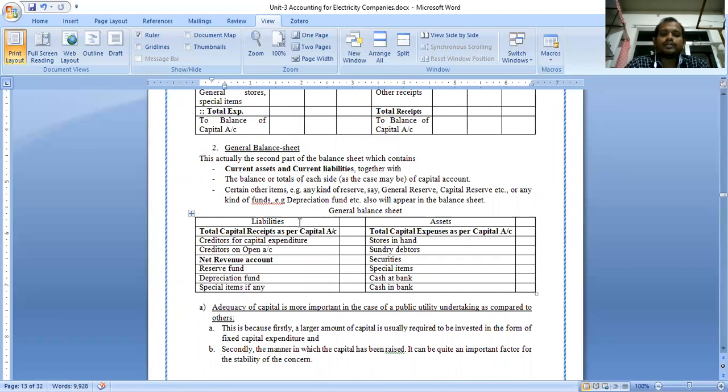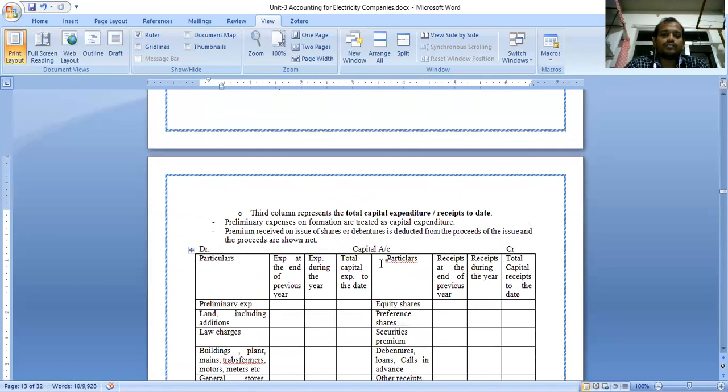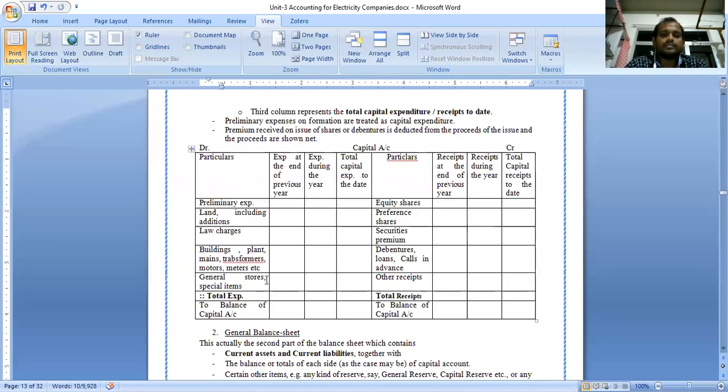So another important concepts in these final accounts are, so why we have to maintain. So adequacy of capital is the important concept. So in case of public utility companies, this is because firstly a large amount of capital is usually required to be invested. See, to invest in various capital expenditure, a large amount of fund is required.